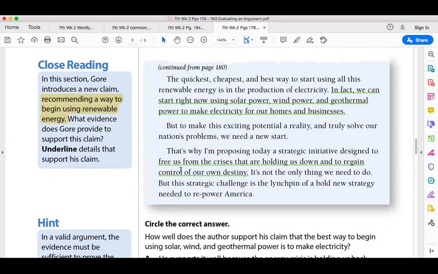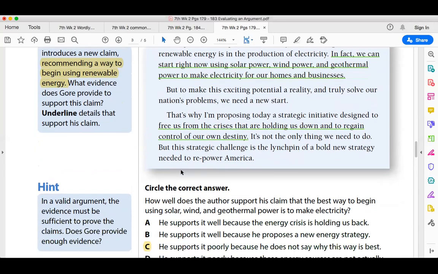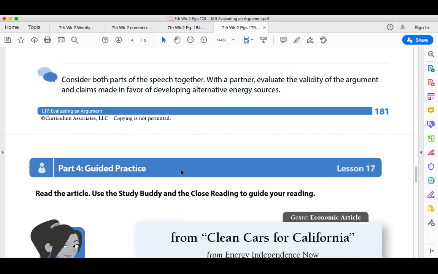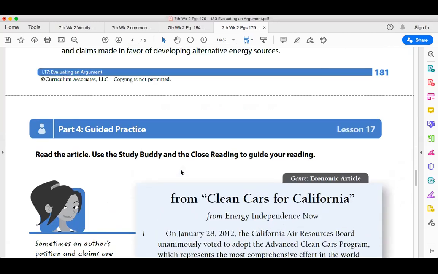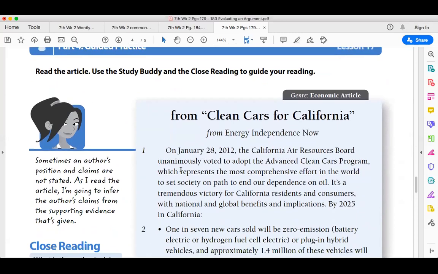All right, if you finish page 181 and you feel like you need a break, just stop me and go on. The rest of you that want to continue, or if you're coming back, great. We're moving on to page 182, and from Clean Cars for California, from Energy Independence Now.